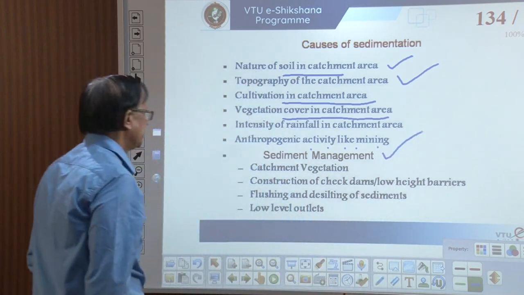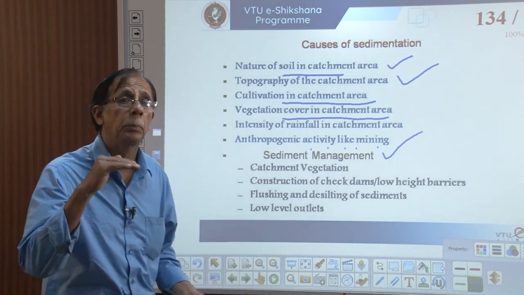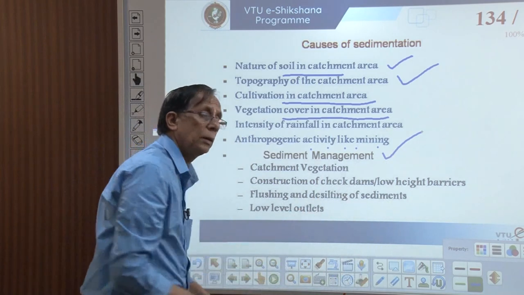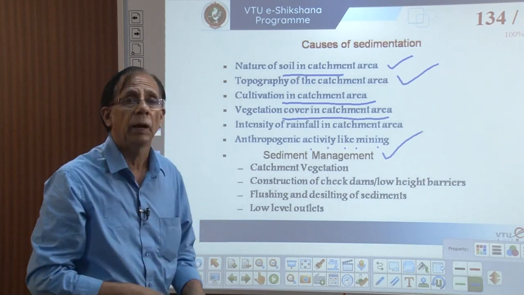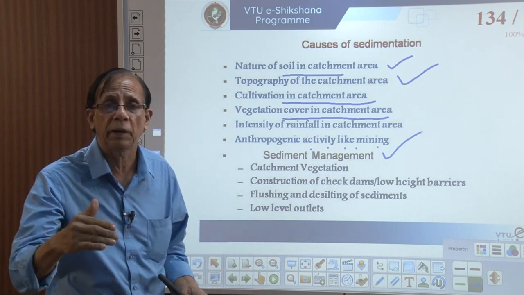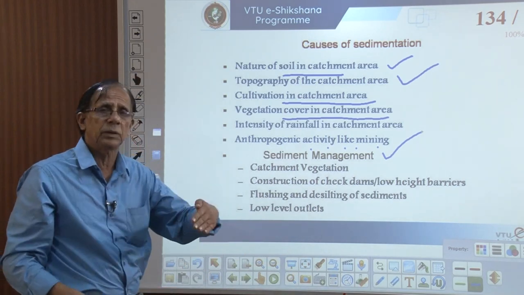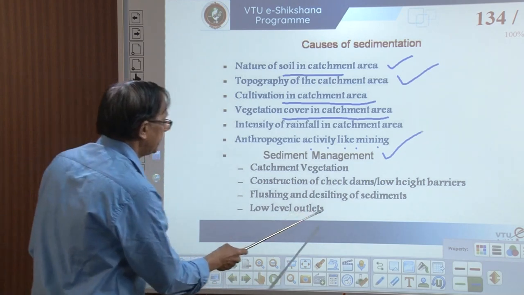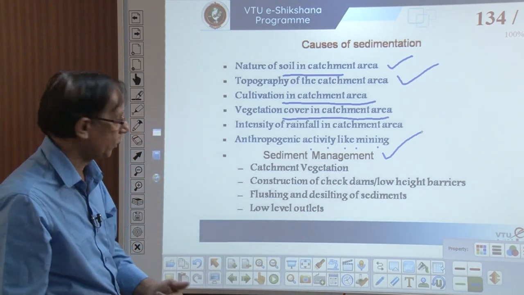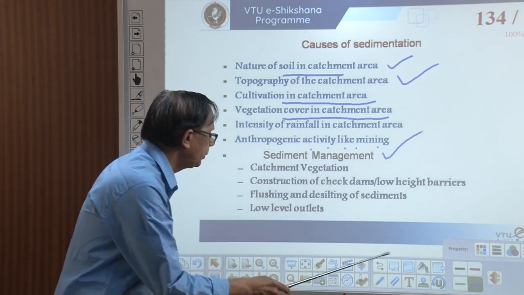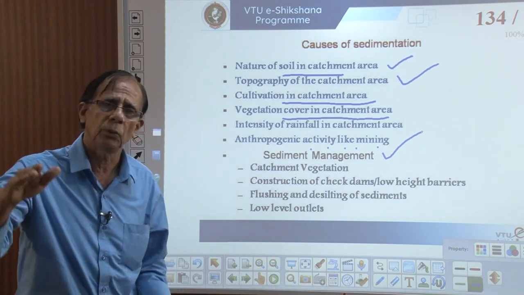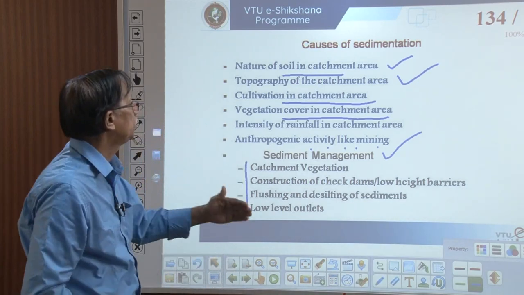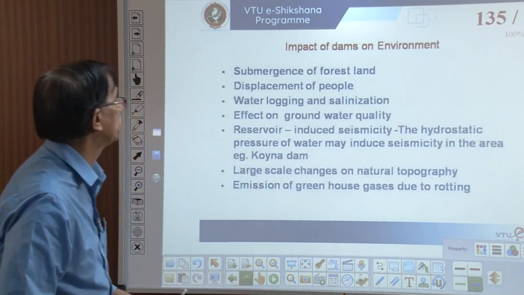How do we manage the sediment? One is the catchment vegetation. By that we can prevent sediment loss and erosion. Construction of a check dam, if there are any river tributaries flowing in and joining the reservoir, we can construct a sediment trap or check dam and block the sediments there itself. Once it enters the reservoir, it is difficult to handle and desilt them. Therefore, flushing and desilting of sediments is another program. Low level outlets we can provide, for only water to flow and sediment to trap, and small outlets where we can manage the sediment entering the reservoir and we can check.